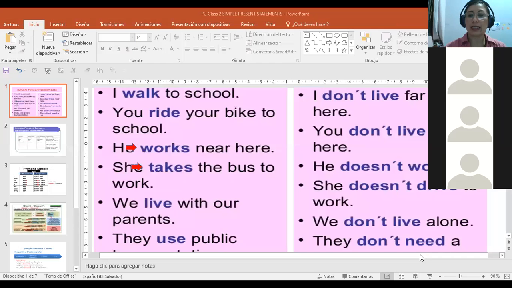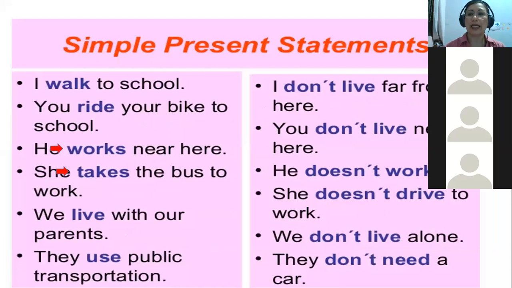Last night we were studying about the simple present. And I projected this and I explained that we have a special rule for the third person singular. Tenemos una regla especial, ¿verdad? Para la tercera persona del singular. You say, I walk to school. You ride your bike to school. He works near here. She takes the bus to work. We live with our parents. They use public transportation. Notice here that we say he works, she takes. We add a letter S.